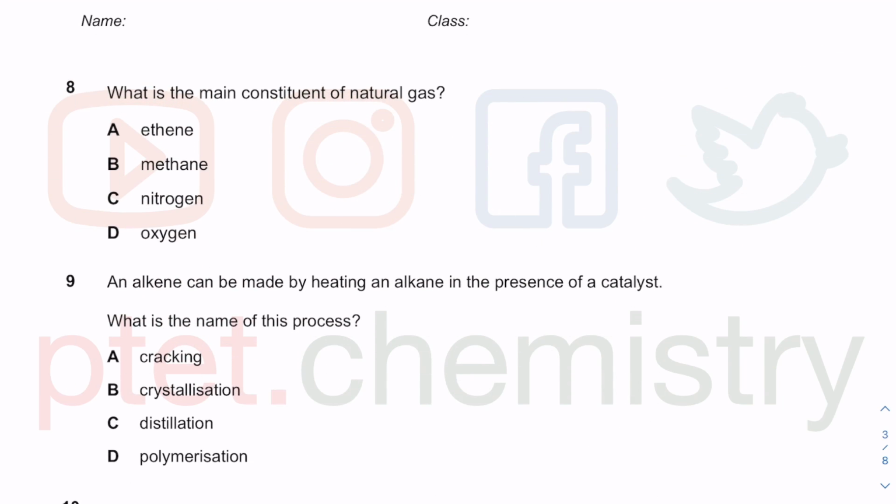Number 8, this is a straightforward question. What is the main component of natural gas? This one is definitely methane, CH4.